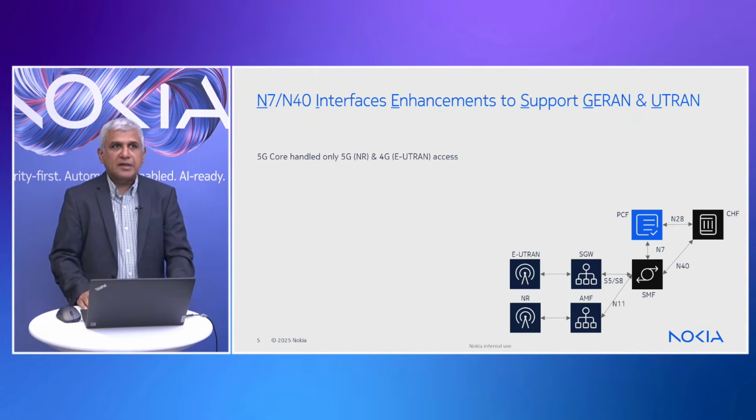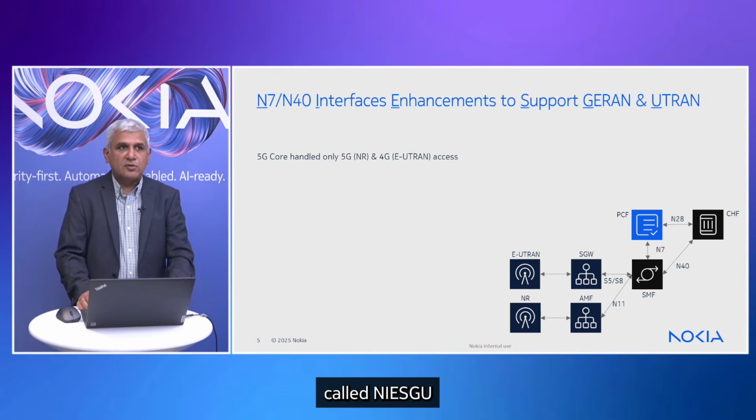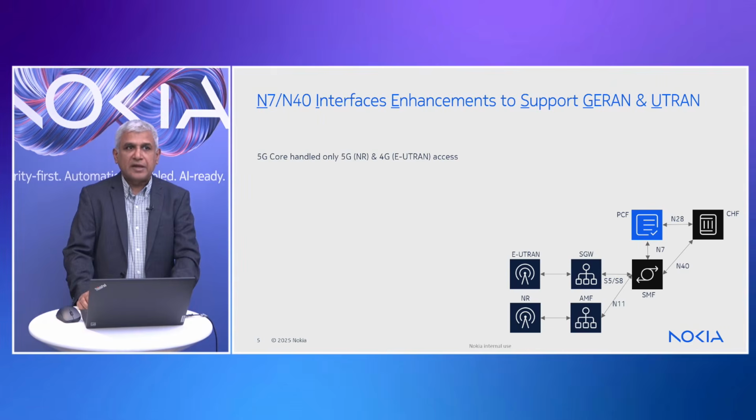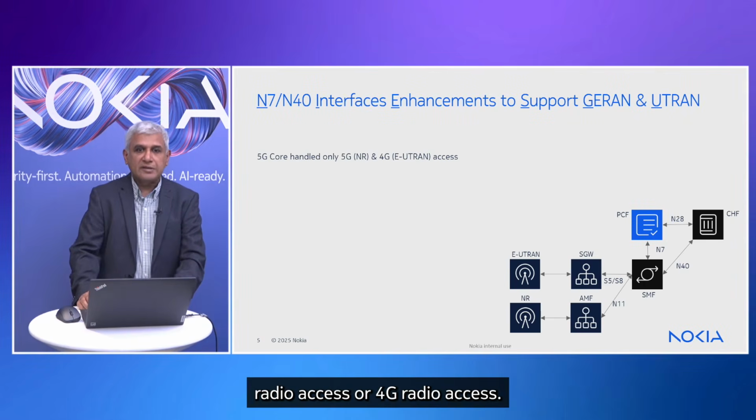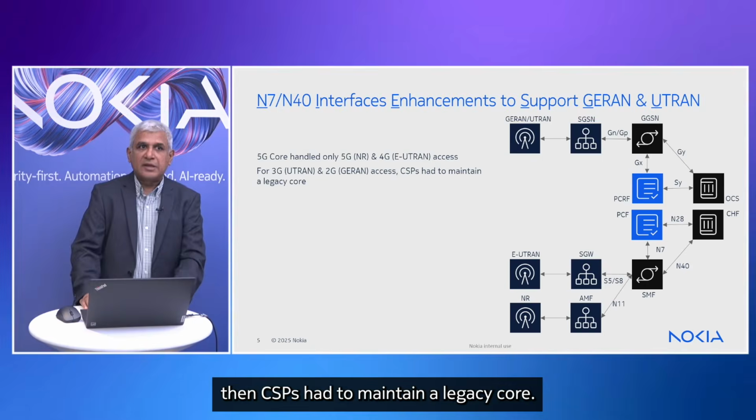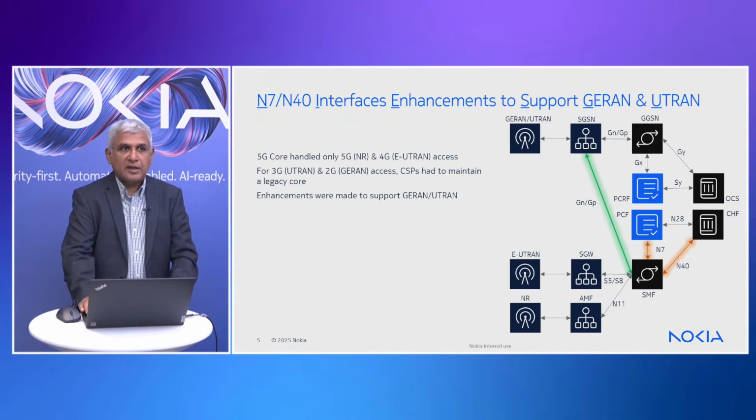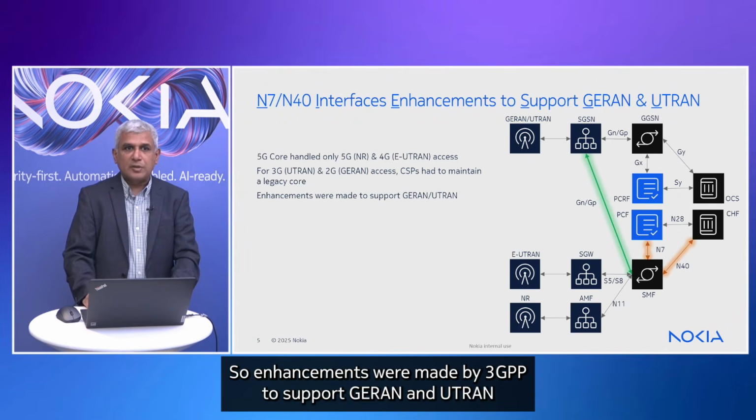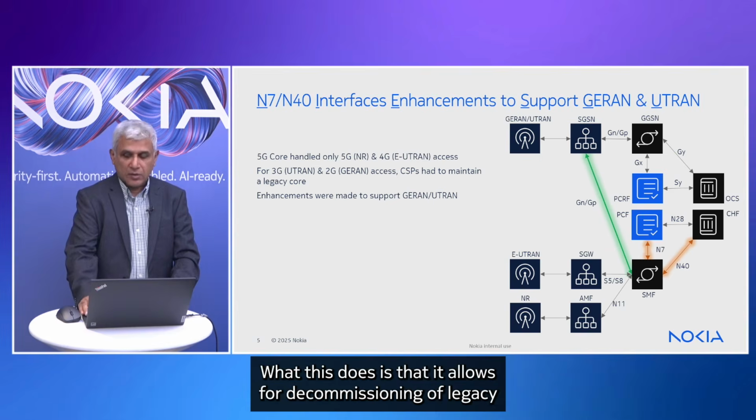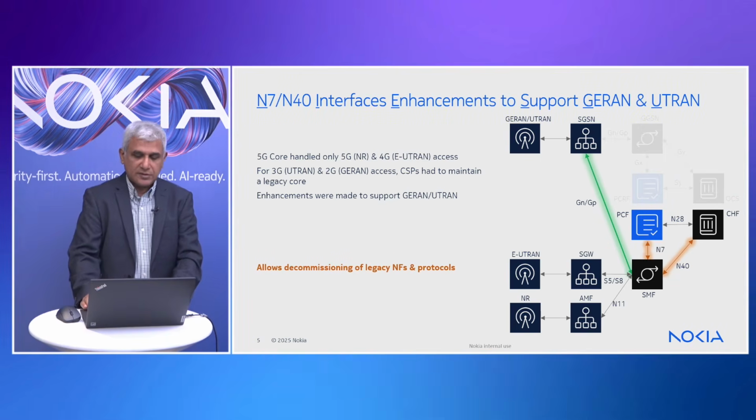In the first demo case, this is a 3GPP standard improvement called NESGU, where previously the 5G core handled only 5G radio access or 4G radio access. And if you needed 3G or 2G radio access, then CSPs had to maintain a legacy core. So enhancements were made by 3GPP to support GERAN and UTRAN by the 5G core. What this does is that it allows for decommissioning of legacy network functions and protocols.